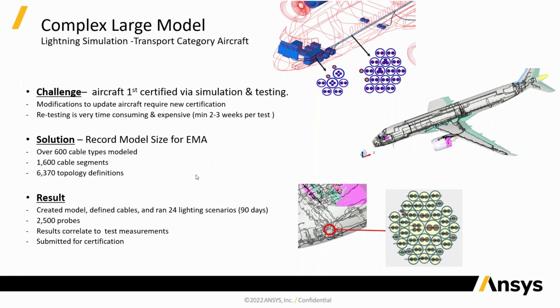So this is just to give you an idea of the magnitude. You can see here all of these line segments represent cables in that model, and you can see in this cross section how complex some of the cabling certainly can be.